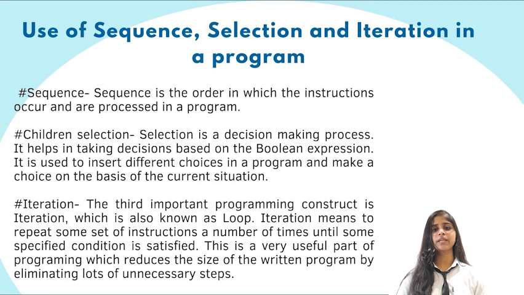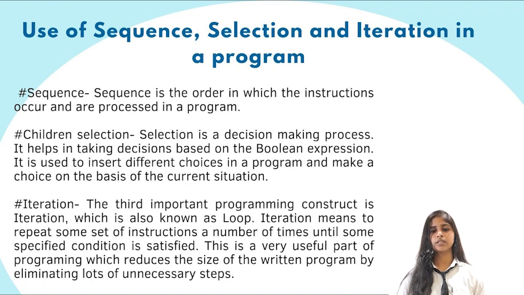Coming to the next topic, that is use of sequence, selection and iteration in a program. So sequence, what is a sequence? Sequence is the order in which the instructions occur and are processed in a program. Now selection. Selection is a decision making process. It helps in taking decisions based on Boolean expressions.